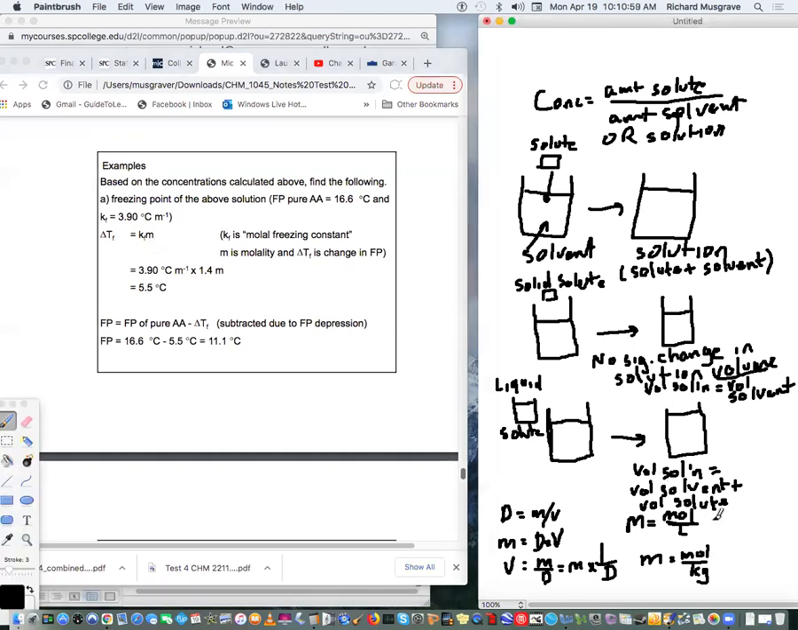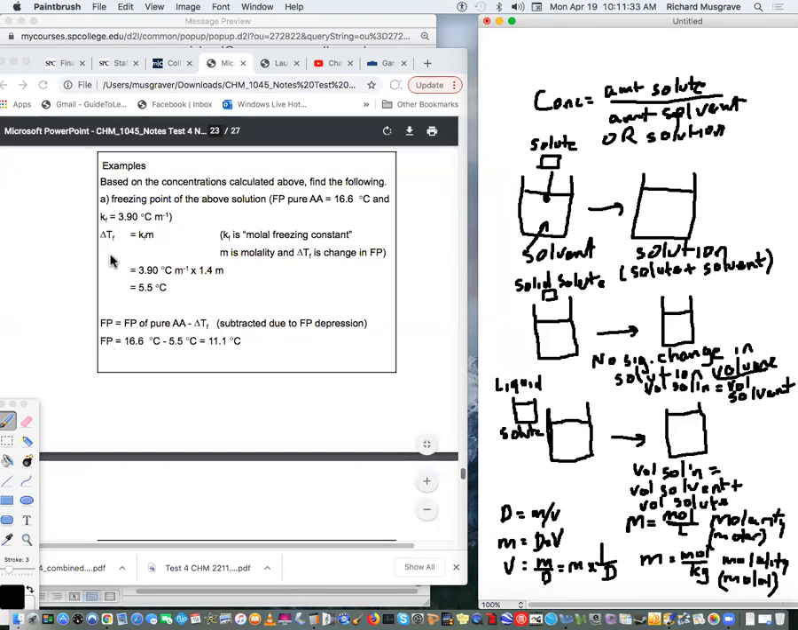So let me put that down here. Big M is called molarity, and little m is called molality, but it's also shortened to molal as well. Molarity is shortened to molar. So molar and molal, I know it sounds confusing, I get it. So delta TF is going to be KF times the molality.